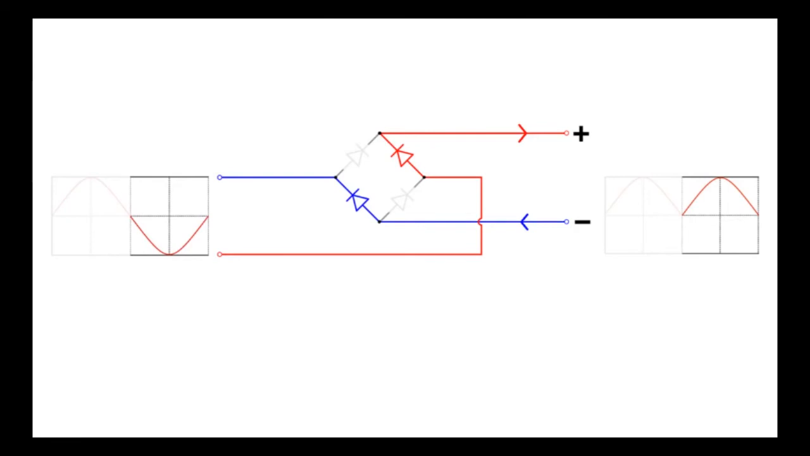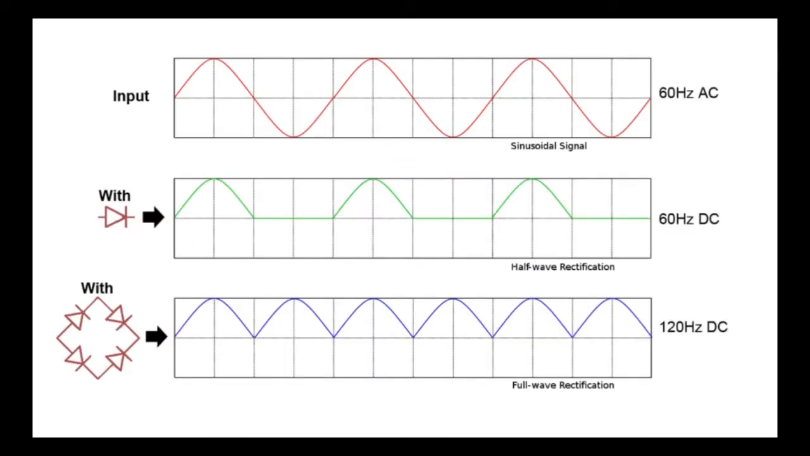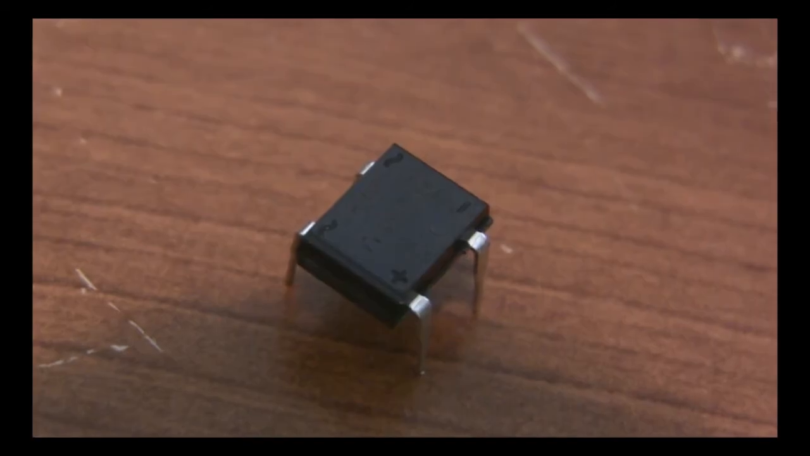So instead of wasting the bottom half of the AC waveform by clipping it and never using it, you just reroute it and flip it around. So on the output, you get DC at 120 Hz instead of 60 Hz. And just like before, you can filter it with capacitors later on to get a nice smooth voltage. You can buy pre-made bridge rectifiers, but it's also easy to build them yourself.